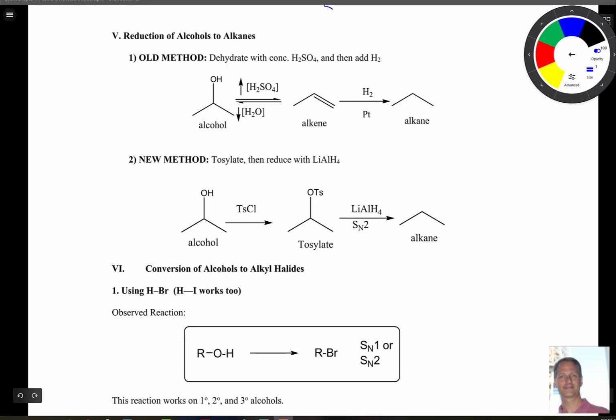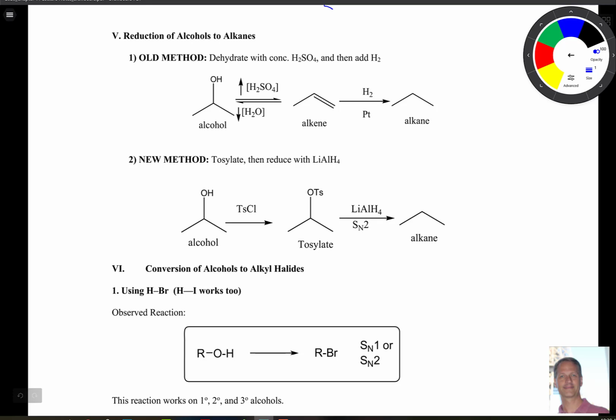Well, we've seen oxidation of alcohols. We've seen how to convert alcohols into good leaving groups. And let's take a look at reduction of alcohols. There's an old method that we used to do this, and that was taking an alcohol and using concentrated sulfuric acid to make an alkene, with low concentration of water. That's what that means. And then using H2 and platinum to make the alkane.